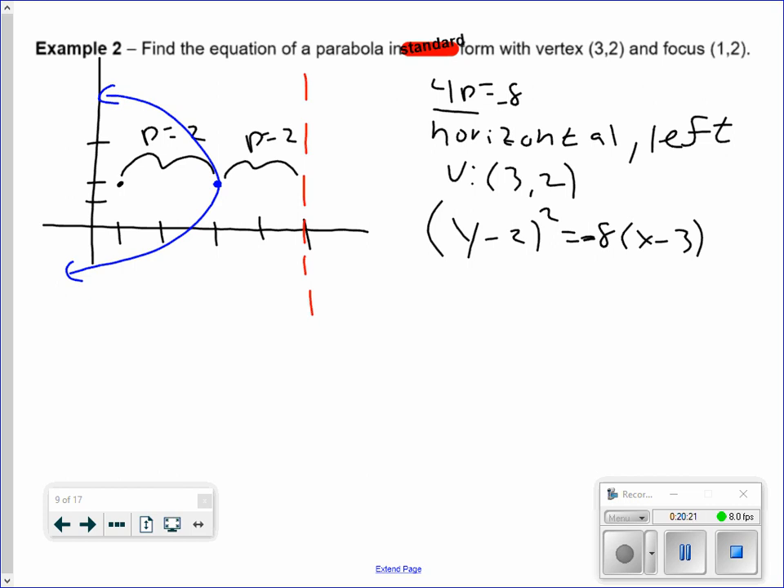All right, so you're going to get this one right. Try number 3 again, and we'll go over it in a bit.